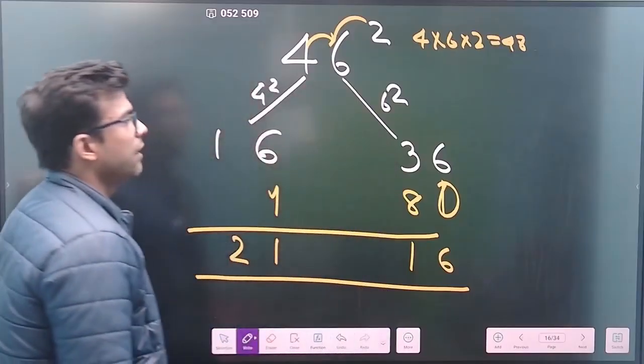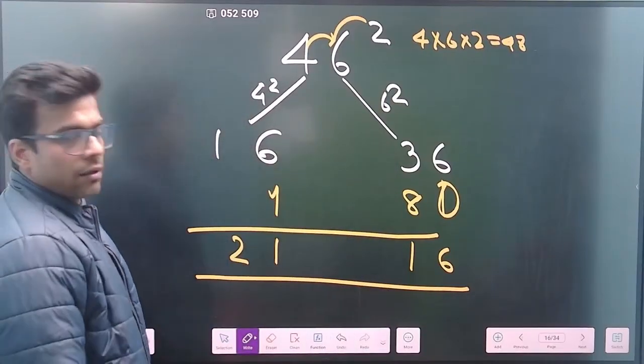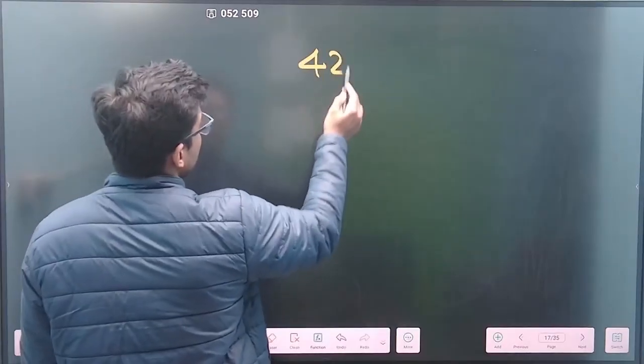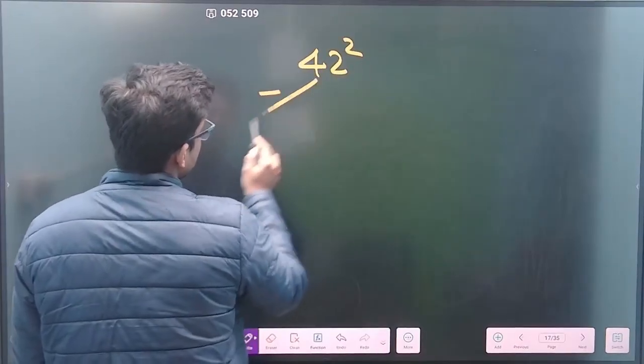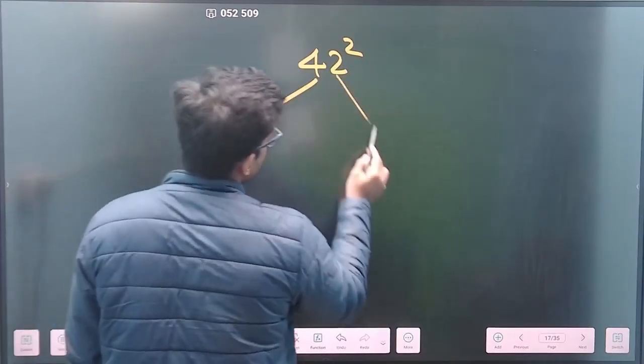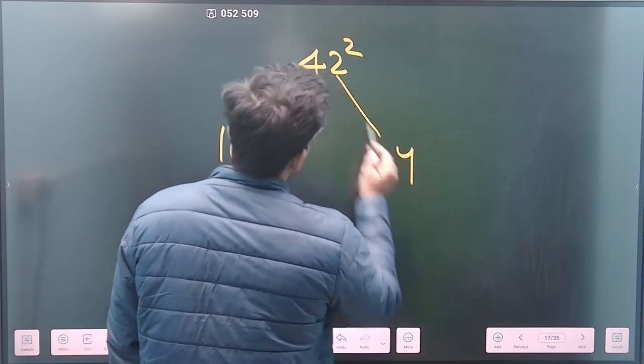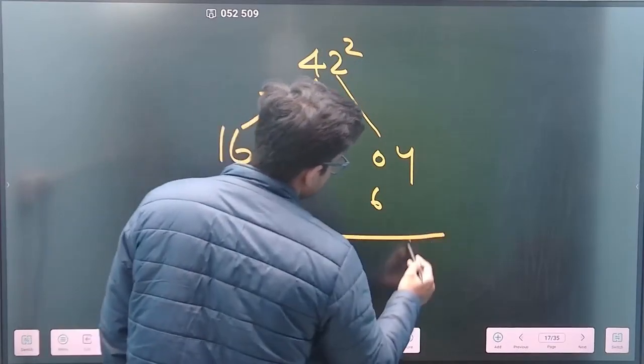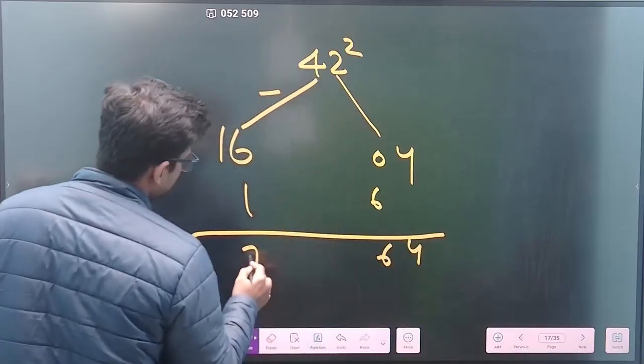This is the homework now. Try 42 ka square. 4 ka square 16. Write down 2 ka square is 04. Then 4 2s are 8, 2 8s are 16. Write down 16 over here. You will get the same answer 1764.